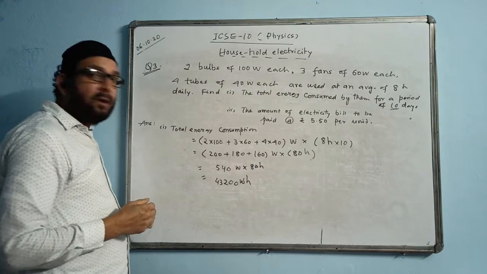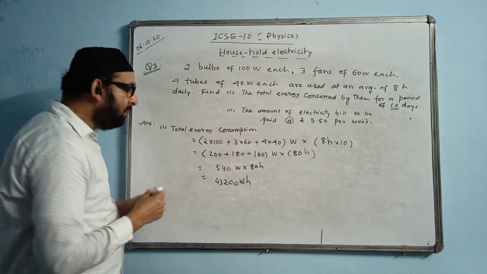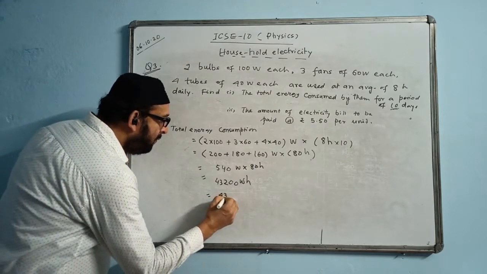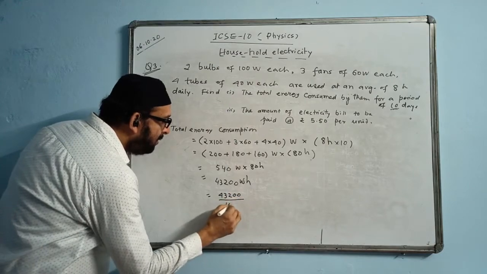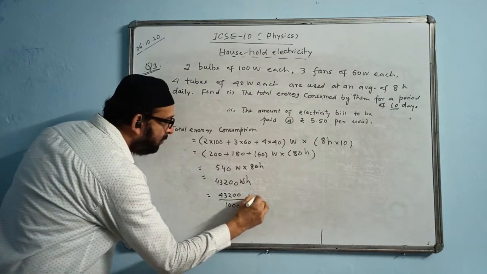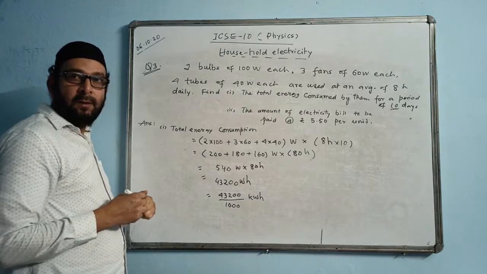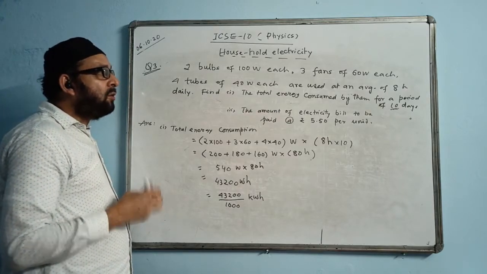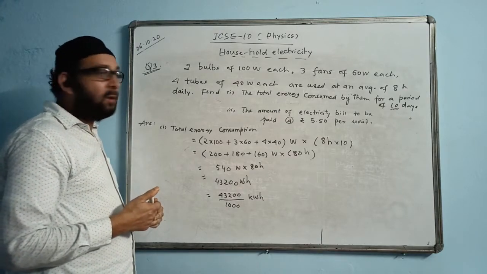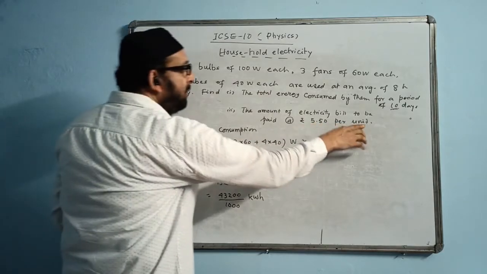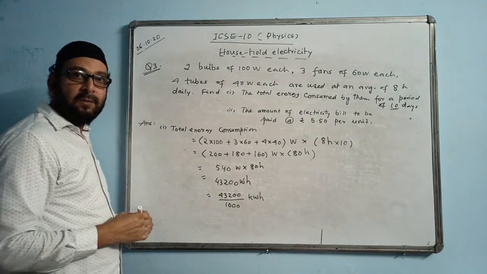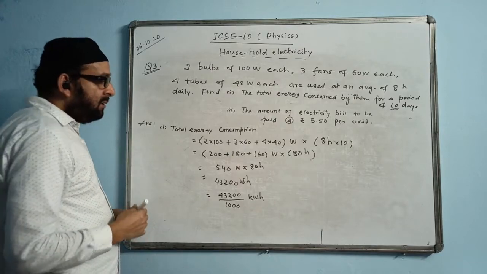After finding the answer in watt hour, we will immediately change into kilowatt hour. How do we change? 43200 divided by 1000 to change into kilowatt hour, kWh. Why kilowatt hour? Because the commercial unit of electrical energy is kilowatt hour, and we are paying per unit, where 1 unit means 1 kilowatt hour. So it is a must to change the answer into kilowatt hour.